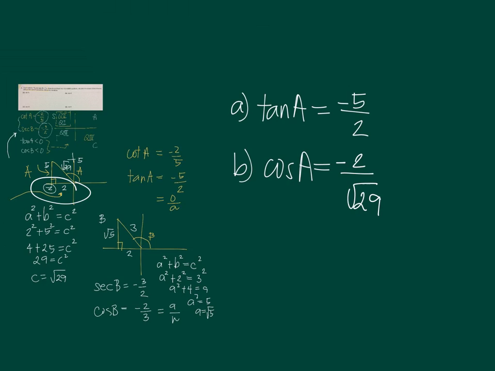Otherwise, after finding the 2 over square root of 29, you have to consider in which quadrant the angle A is located. Okay, so this can be further simplified by multiplying by square root of 29. So this is negative 2 square root of 29 over 29. And this is already in the simplest form, so we can leave the value this way.